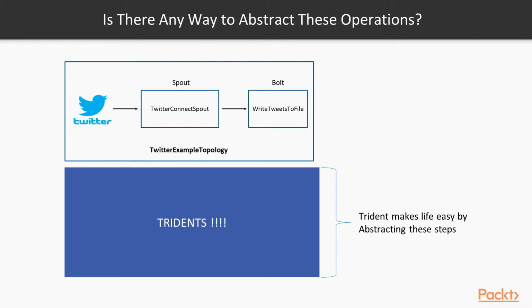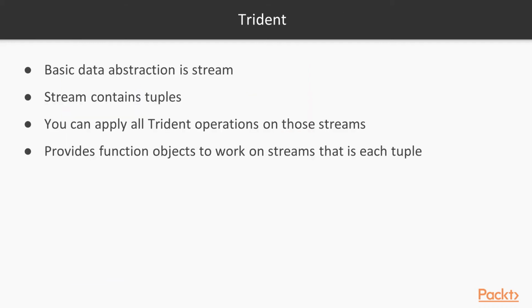Actually there's a way, and that way is through Tridents. So Trident allows you to make your life easy by abstracting all the steps that we discussed. Trident is basically a way through which you can perform the complete abstraction of all your steps, which includes the spouting and the bolting. And the basic abstraction layer of Trident is the stream. The streams ideally contain tuples, and you can apply all the complex operations like map, filter, join, merge, aggregation, windowing, and many more.